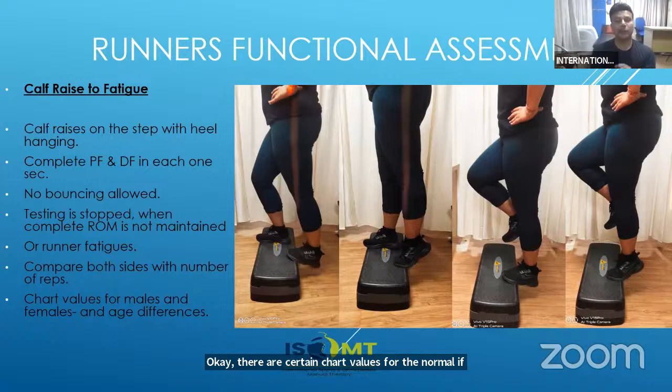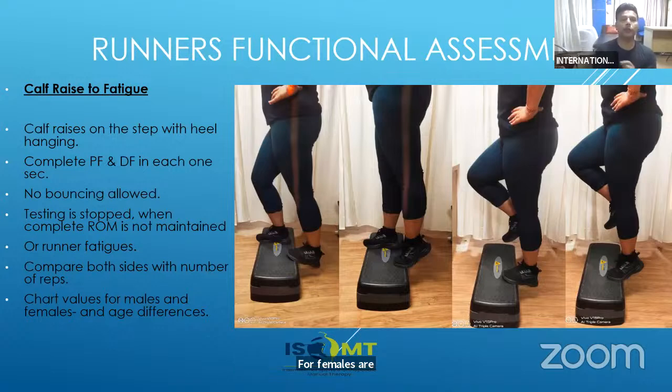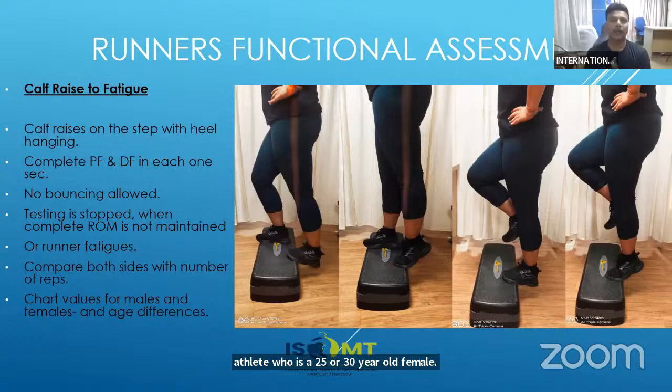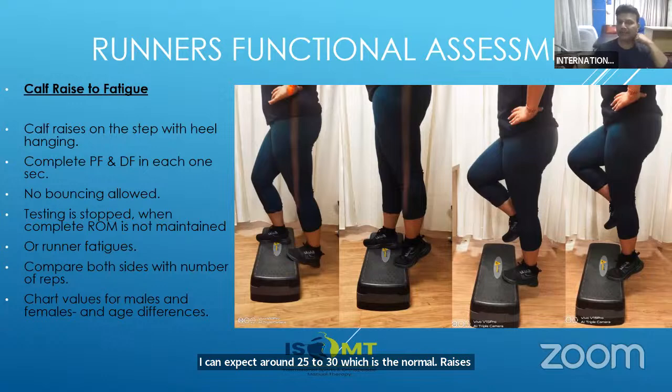So if my athlete is between 20 to 40 years of age, the normal for males is 30 to 35 repetitions. For females, it is 25 to 30 repetitions. For an athlete of 20 to 40 years of age, I'm talking about the number of repetitions. So my female athlete, who is a 25 or 30-year-old female, I can expect around 25 to 30, which is the normal for calf raises. In a male it can be 30 plus to 40.